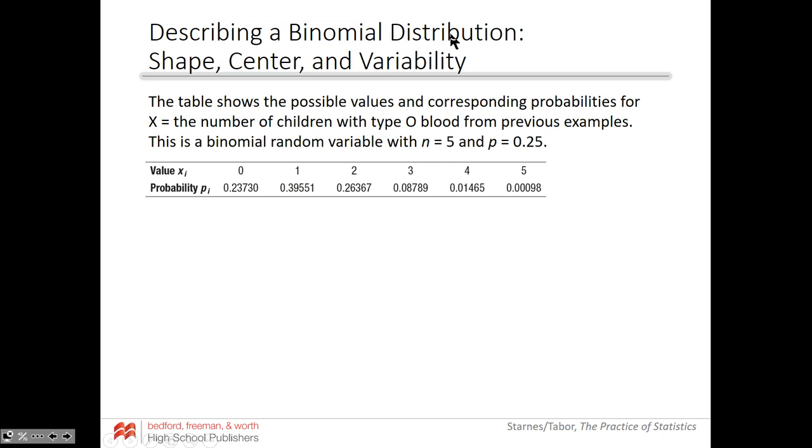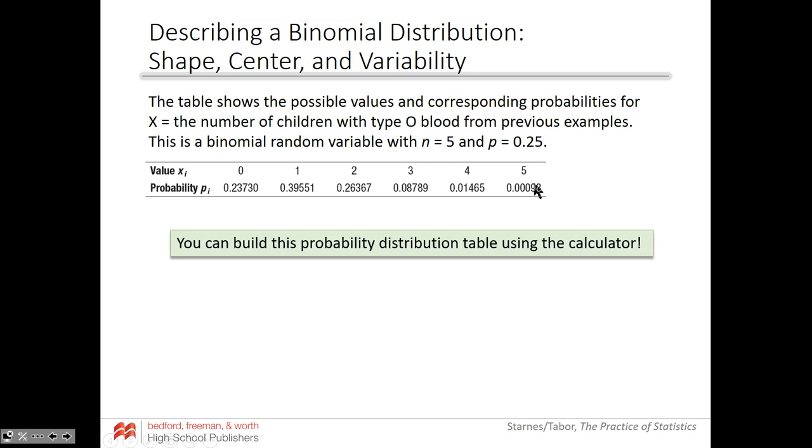So same question with this number of kids in this type O blood family, right? This table shows all the possible values and their corresponding probabilities for X, the number of children with type O blood from that family. Again, this is a binomial random variable with n equals 5, p equals 0.25. We've proved a couple times now that this is binomial. We already calculated some of these probabilities. We calculated this value by hand. That was the first thing we did. We found the probability that X equals 3 on the calculator, right? So you can double check using your calculator.